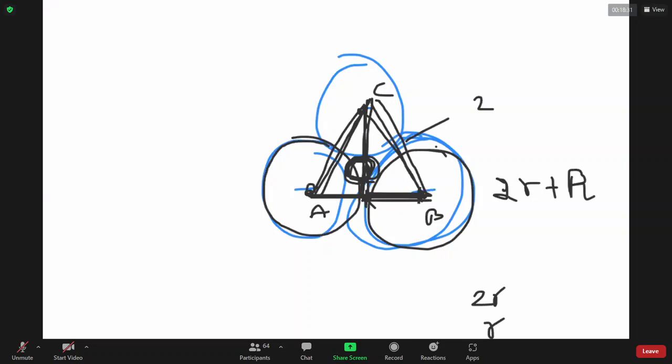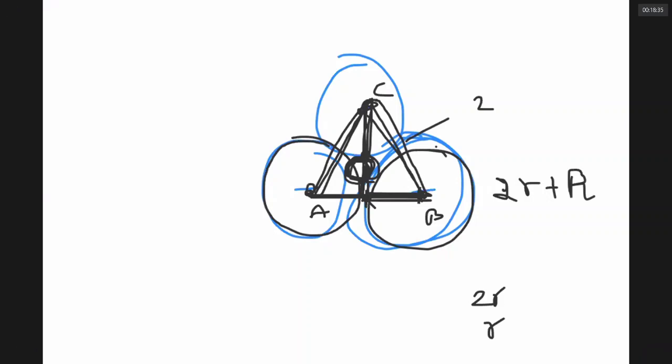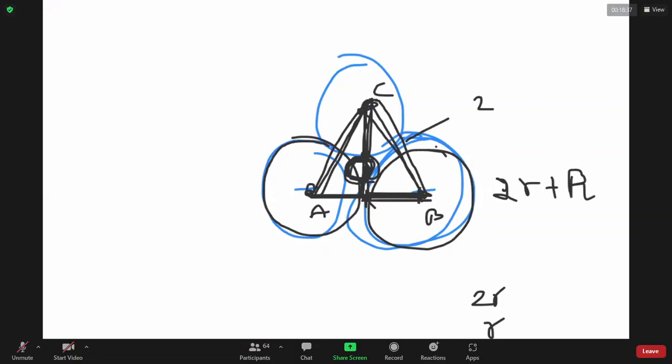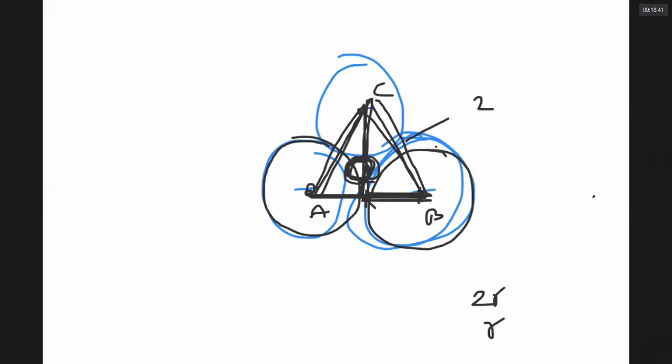So this is the radius, sir. This is 2r, sir. Can you see it really? Hello? The diagram is not clear.